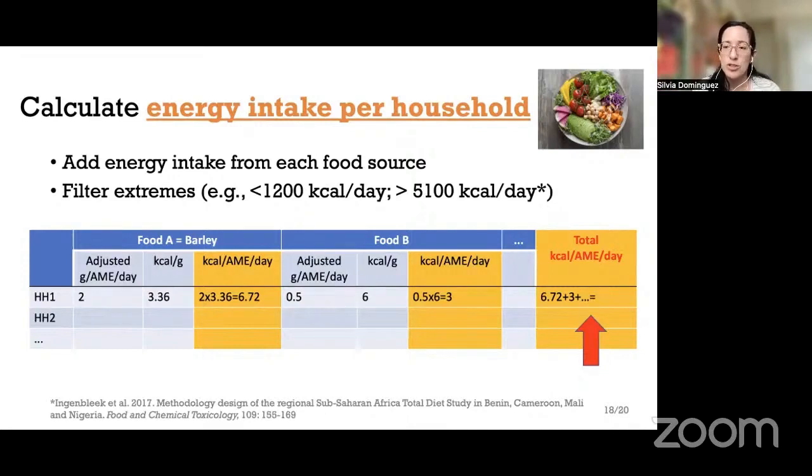But notice this is just an example, and different energy threshold values may be more adequate for local or regional studies. So again, these are thresholds that were used in the scientific literature, but there may be values that are more adapted to different diets.